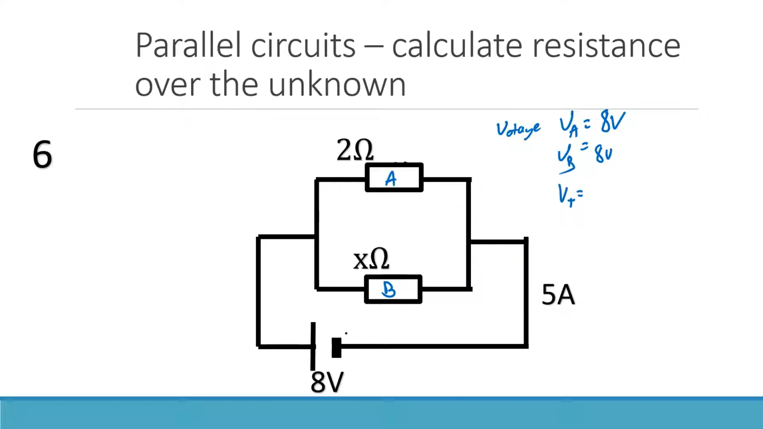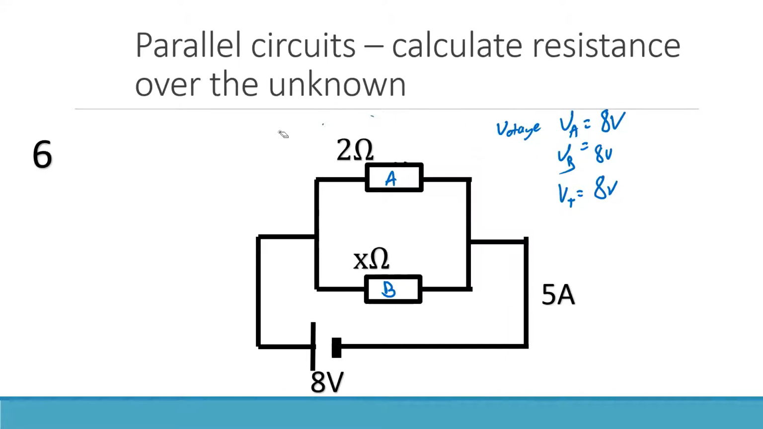VT is 8 volts. And if there was another part of the circuit here, then it would also be 8 volts. It doesn't matter how many. I always use 2 examples here, but I don't want you guys to start thinking that all examples are just going to have 2 resistors. You can have as many resistors as you want.